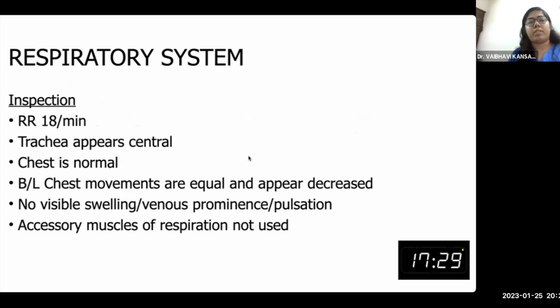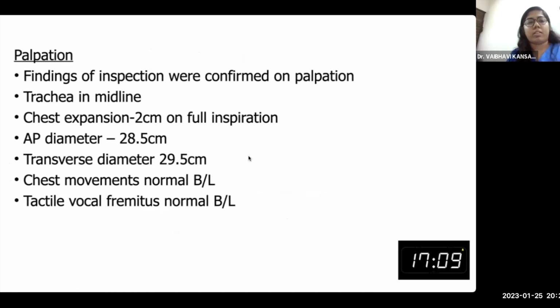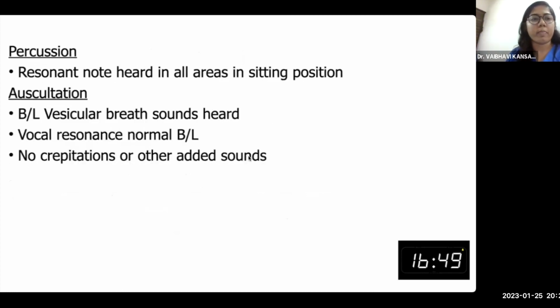During the respiratory system examination, on inspection, patient having respiratory rate of 18 breaths per minute, trachea central, chest is normal, bilateral chest movements are equal, no visible swelling, venous prominence, pulsation, accessory muscles of respiration not used. On palpation, all the inspection findings were confirmed, trachea in the midline, chest expansion 2 cm on full inspiration, AP diameter of the chest was 28.5 cm, transverse diameter 29.5 cm, chest movement was normal bilaterally, and tactile vocal fremitus was normal bilaterally.